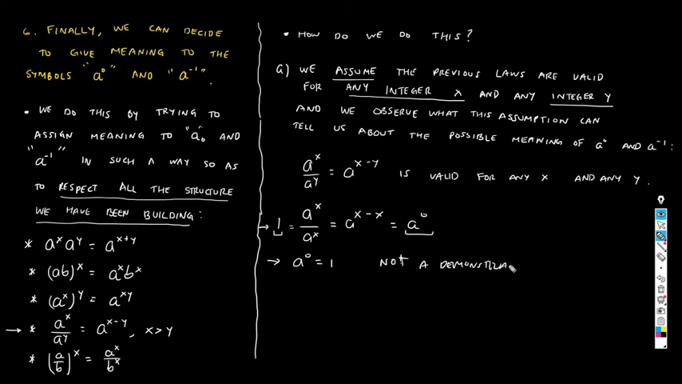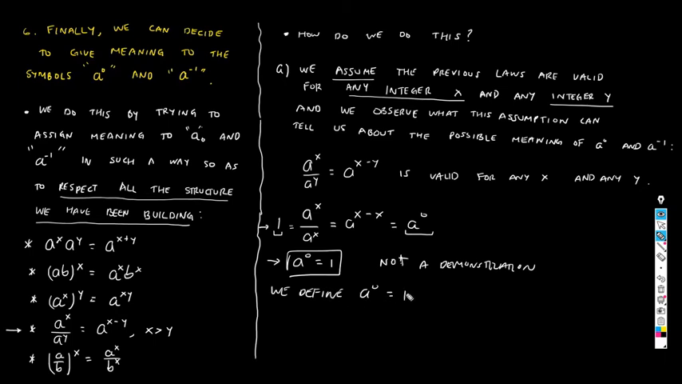What is this then? This is just a conclusion that we obtain if we make the assumption that all of these laws are valid for any integer. And what we can do, instead of saying this is a demonstration that a to the 0 equals 1, is just say that we define a to the 0 as being equal to 1.